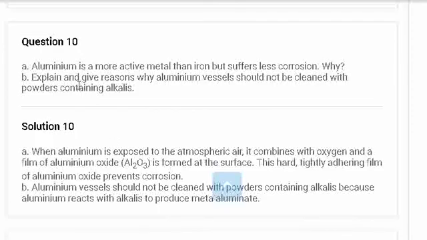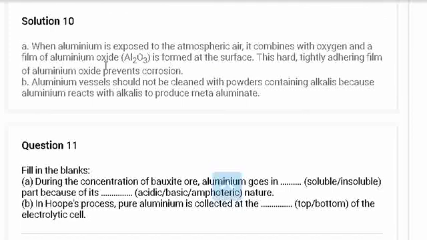The next one is number 10. Aluminum is a more active metal than iron, but suffers less corrosion. Why? Explain, and give reasons why aluminum vessels should not be cleaned with powders containing alkalis. When aluminum is exposed to the atmosphere, the oxygen in the air forms a film of aluminum oxide at the surface. This hard, thin film of aluminum oxide prevents corrosion. Aluminum vessels should not be cleaned with powder containing alkalis because aluminum reacts with alkalis to produce metal aluminate.